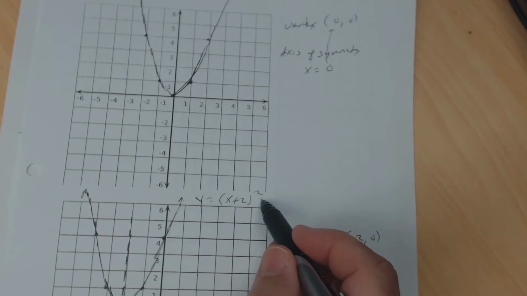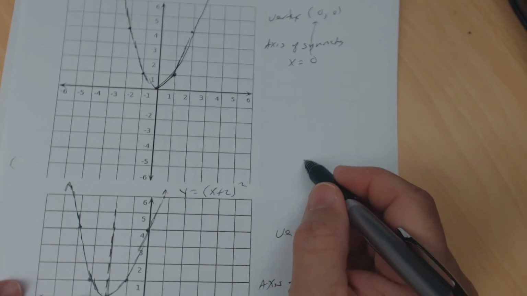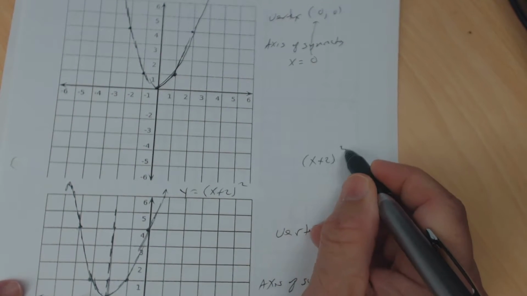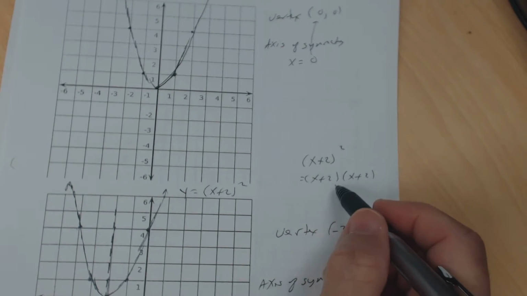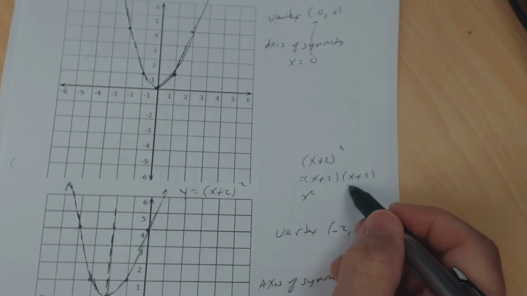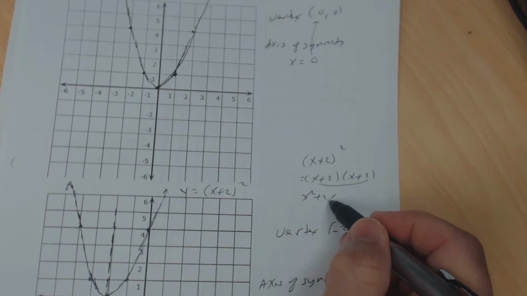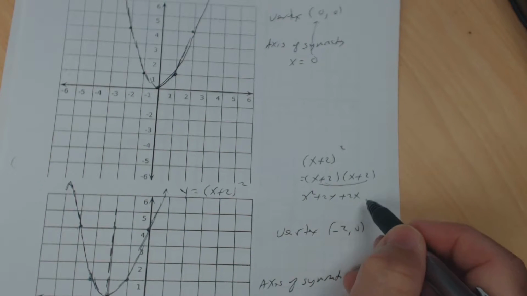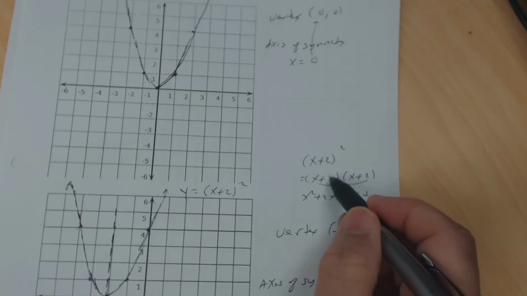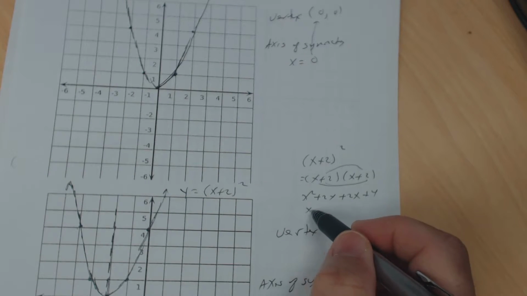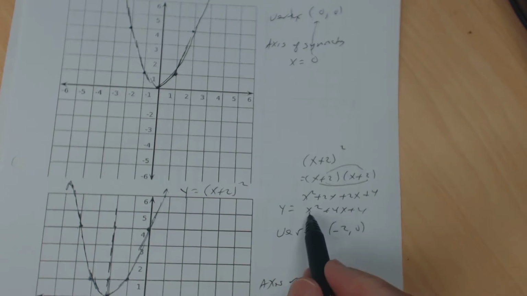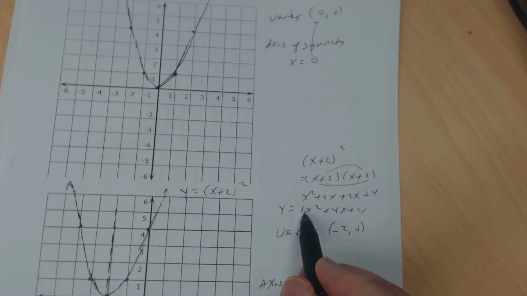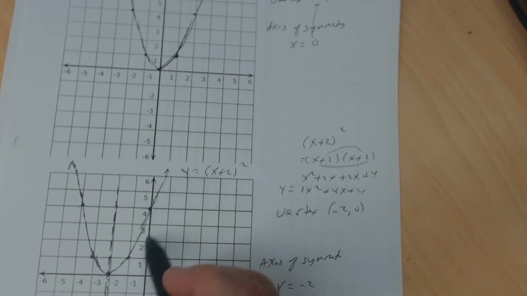Here, if I were to multiply this out, I want you to notice something. x plus 2 squared means x plus 2 times x plus 2. So when you FOIL it, this is x squared. The outer is 2x. The inner is also 2x. And the last is 4, since 2 times 2 is 4. And so I get x squared plus 4x plus 4, and that's y. Notice the coefficient of x squared is also 1. It's positive, so it opens up.